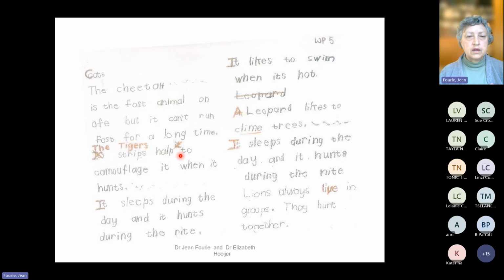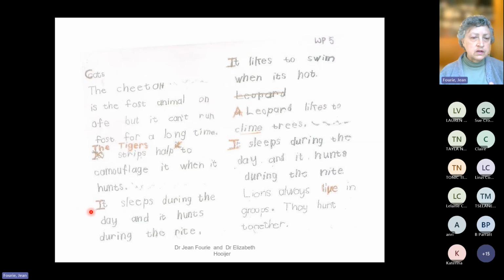And we thought about whether we need a word it over there, and then decided that when we read it again, we didn't need the word it. The tiger's stripes help to camouflage it when it hunts. Full stop at the end of that. It's the end of a sentence. Okay, so far we're making sense and we've done our punctuation.